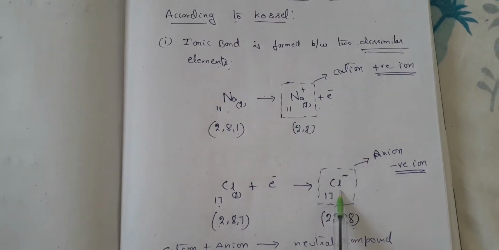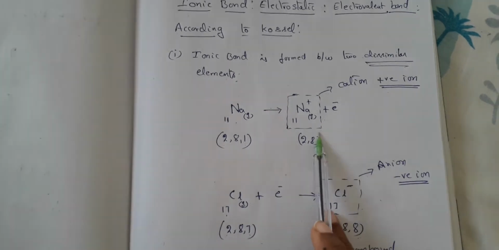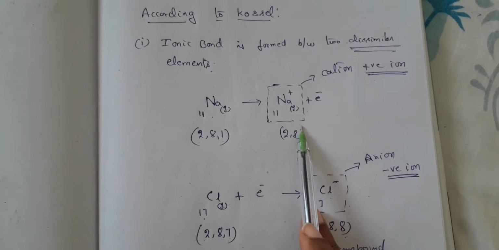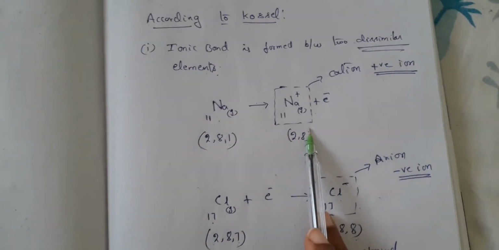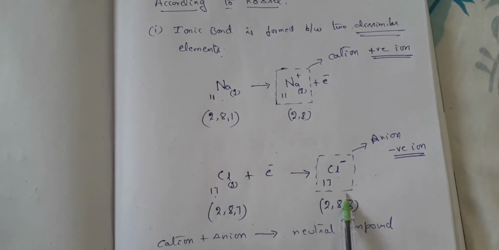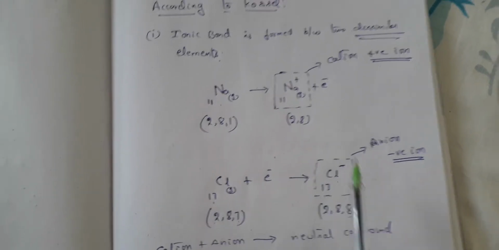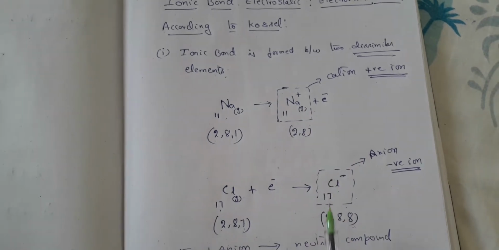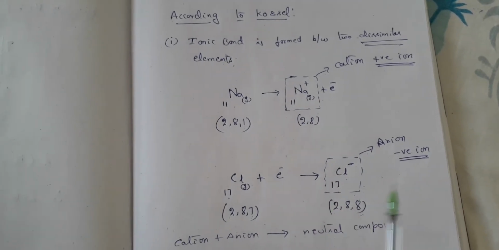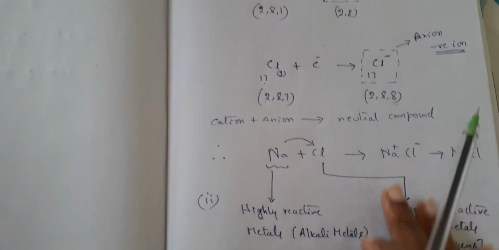Signs may be different, but the magnitude is the same. That is, here the charge is going to be 1.6 into 10 power minus 19 coulombs. Here also 1.6 into 10 power minus 19 coulombs. But here this is of positive charge and this is of negative charge. Both charges are brought near to each other, right?